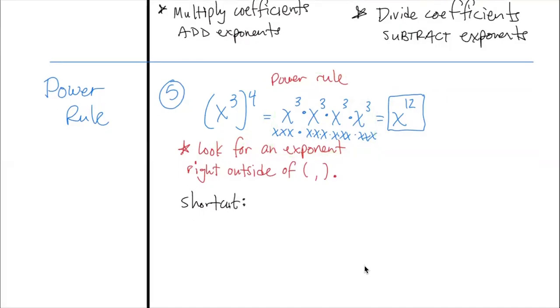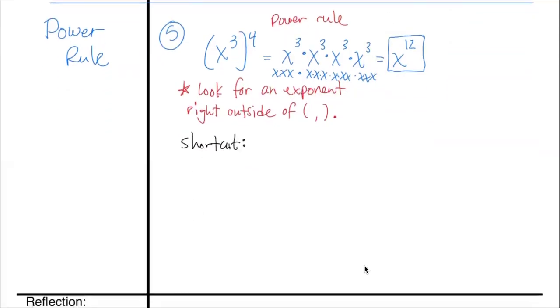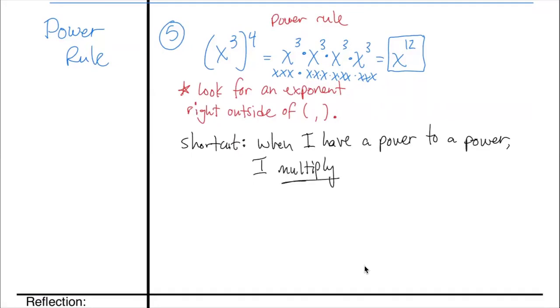Good, the shortcut is when I have a power to a power, I multiply the exponents. Go and write that down. When I have a power to a power, I multiply the exponents.